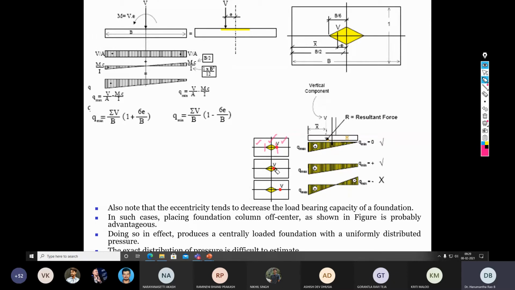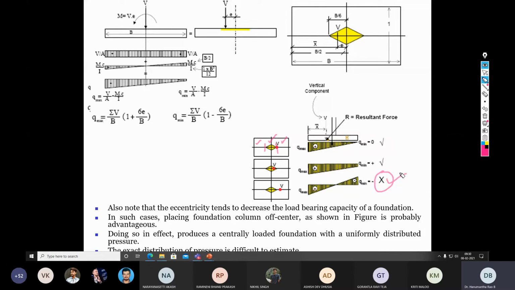If it is inside the middle third, inside B by 3, then there is a Q max and there is a Q minimum. But if it is outside the middle third portion, then tension or separation between the footing and the soil happens. So that is not at all allowed. This should strictly be avoided.